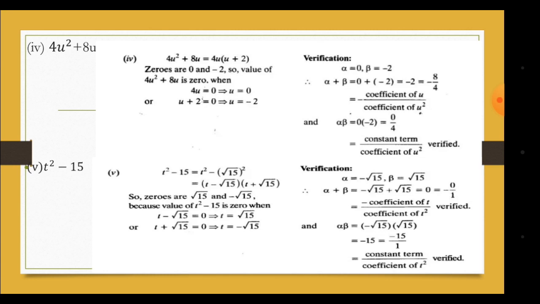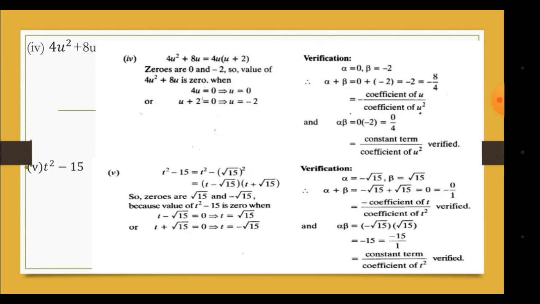Next, the fifth polynomial is given: t square minus 15. Now in this polynomial, the first term is t square, and the second term is missing. So that second term you can take with the coefficient 0, means you can take 0 t. And the constant term is minus 15. Means in this polynomial the value of A is 1, value of B is 0 and C is minus 15.